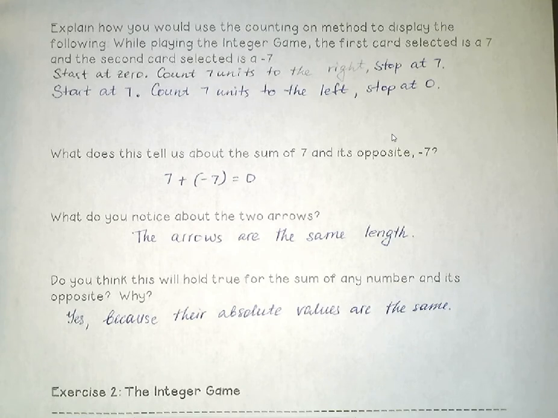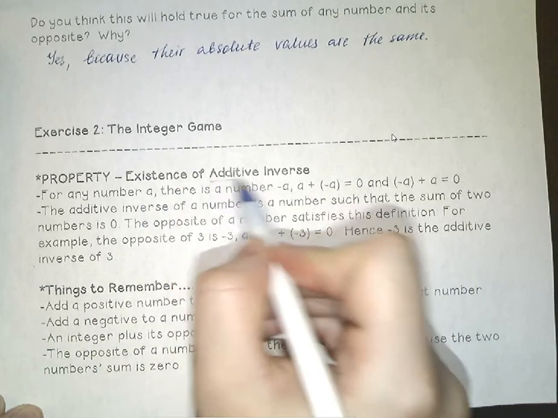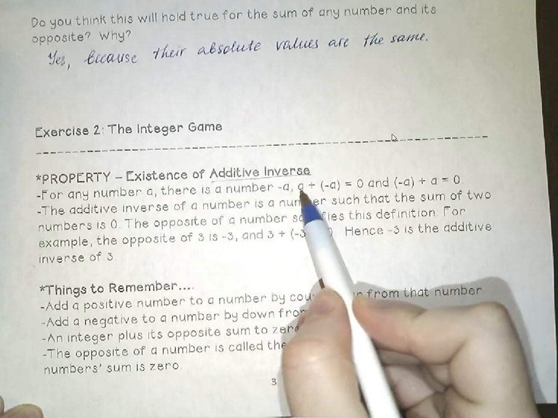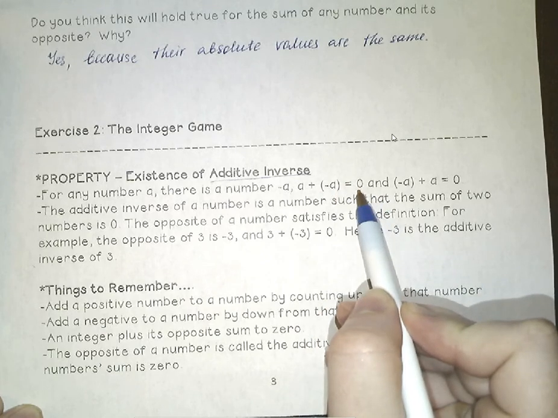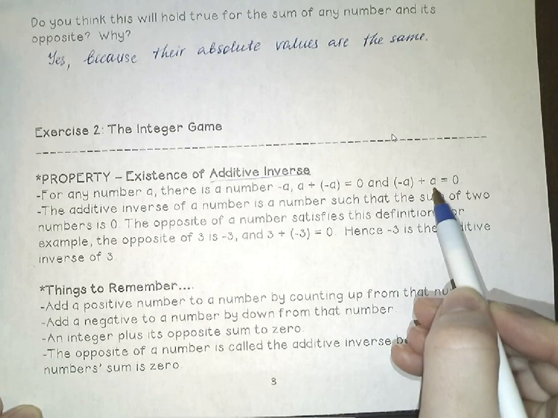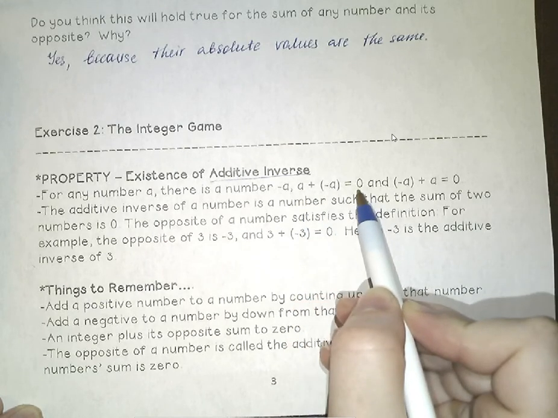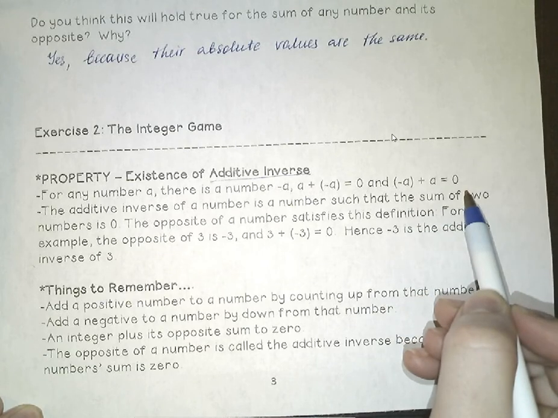All right. To summarize what we learned today in this lesson, for any number a, there is a number negative a, and when we add these two numbers, a positive number and a negative number, it will result in 0. The same will work for adding a negative number and a positive number. That will result in 0. For example, 4 plus negative 4 will be 0. If I add negative 7 and 7, that'll be 0 as well.